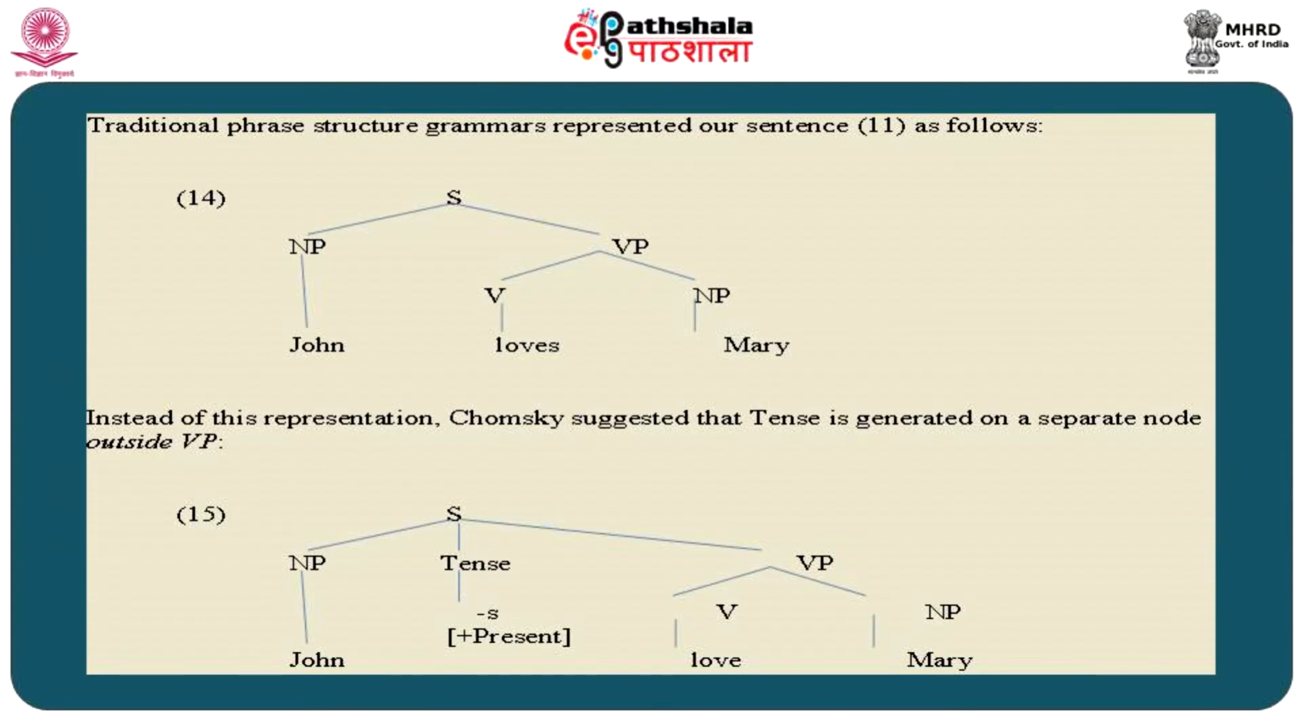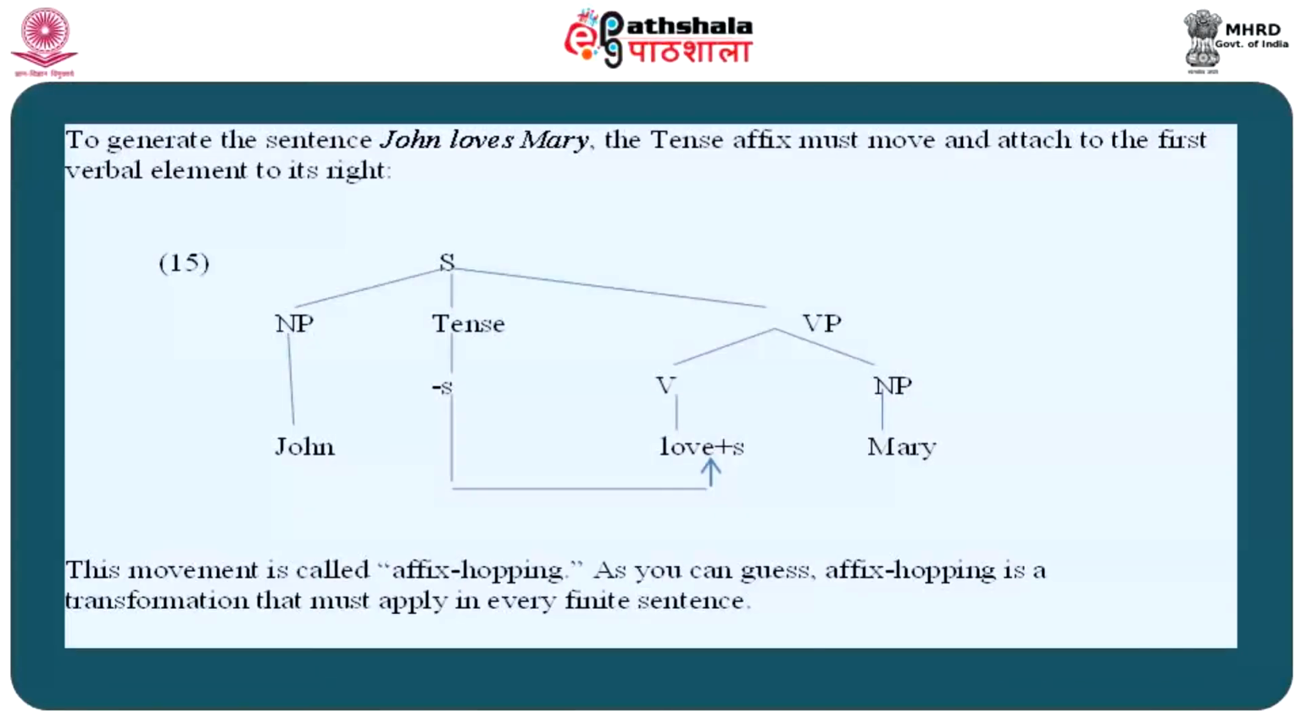Traditional phrase structure grammars represented our sentence, John loves Mary, as follows. Instead of this representation, Chomsky suggested that tense is generated on a separate node outside the VP. Now, this was something new and original. To generate the sentence John loves Mary, the tense affix must move and attach to the first verbal element to its right, as you see it on the screen.